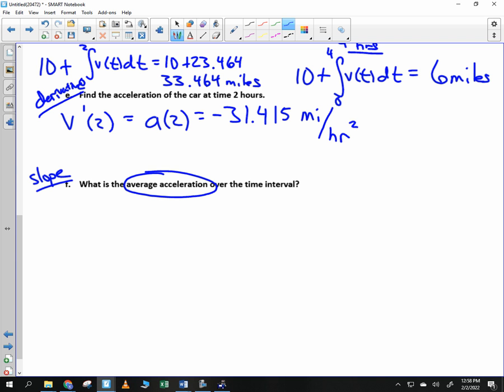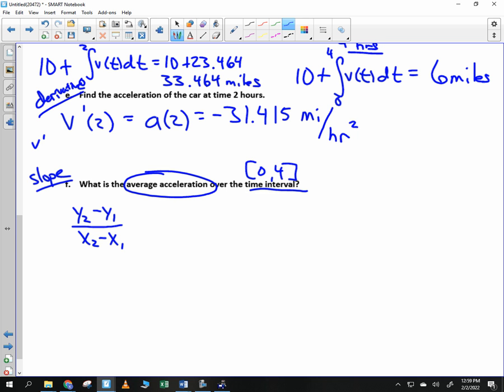So these questions are actually more similar than the previous question. Notice how both these are asking about acceleration, right? Both of these questions are asking about the rate of change of velocity. The difference is this is asking for it at one spot. This is asking for it over the time interval. What is our time interval? 0 to 4. So what we want to do is figure out the slope from 0 to 4. Well, that's easy. We do y sub 2 minus y sub 1 over x sub 2 minus x sub 1.